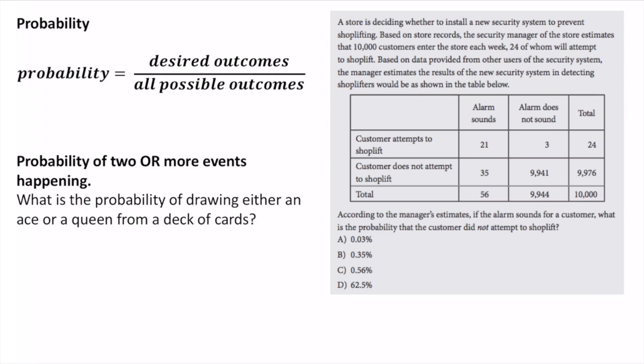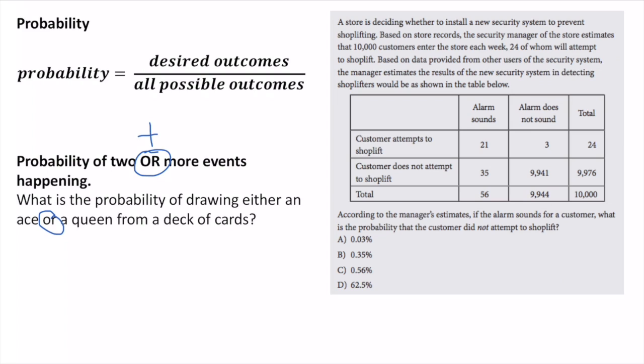So we'll look at probability. Probability is just the desired outcomes, or what we're looking for, divided by all the possible outcomes. Now, for the probability of 2 or more events happening, this will occur on the test. When we see the word or when talking about probability, I will add the 2 probabilities together. So what is the probability of drawing either an ace or a queen from a deck of cards?